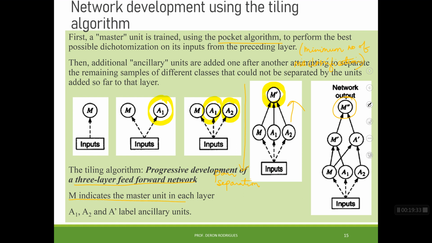So M means the master unit, and A1, A2 and A dash are nothing but the ancillary units or ancillary nodes. Now we shall be solving a problem in this particular case, that is, we shall be solving the corner isolation problem first using the tiling algorithm.